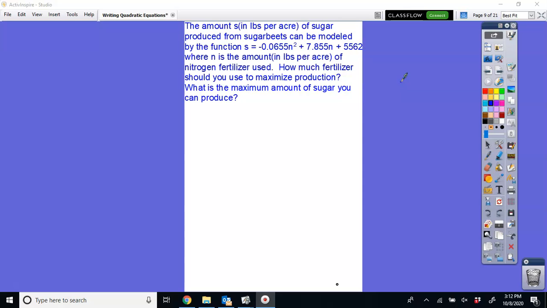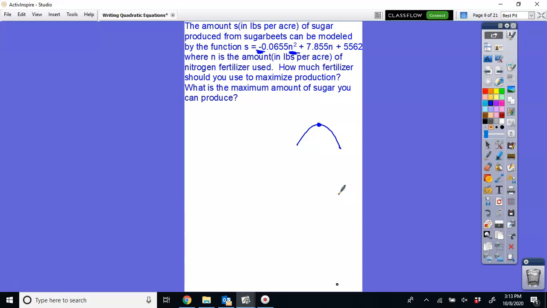And here's another example of a quadratic equation that represents the amount of sugar produced from sugar beets. Again, it's kind of a goofy example, but the equation is given to you. We are going to talk about this whole maximization thing when we talk about graphing next time. But thinking about the shape of these graphs, because it's got a negative value here, and it's a quadratic, it's going to have a shape like this. That vertex is going to be that point that we're looking for.